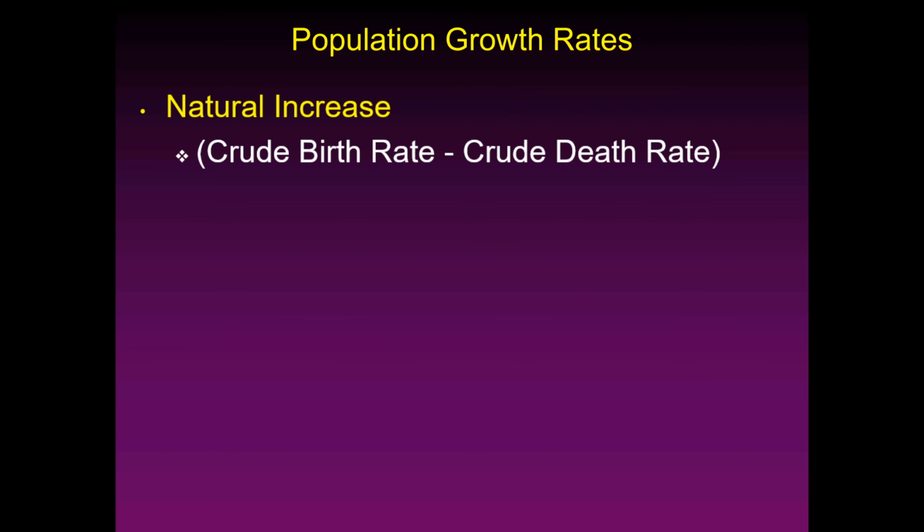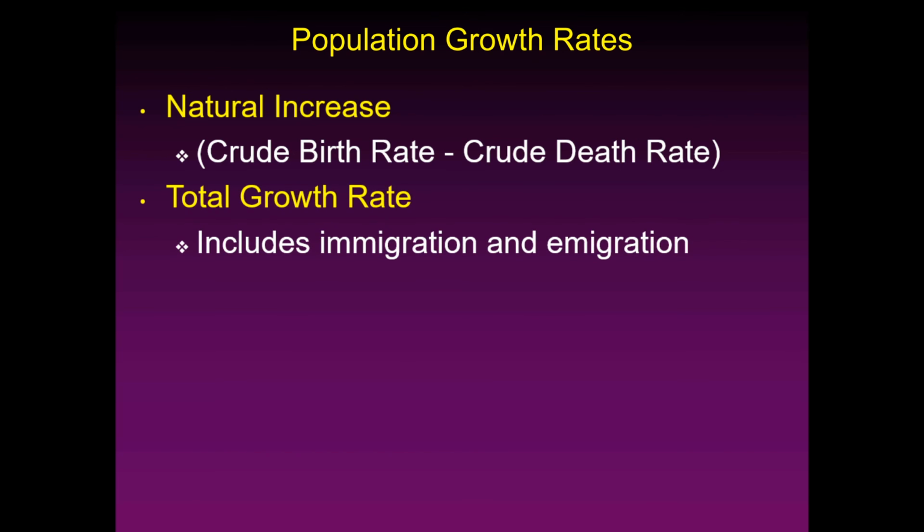Looking at population growth rates. So you have a natural increase. This is your crude birth rate minus crude death rate. Total growth rate includes immigration and emigration. So ins and outs.